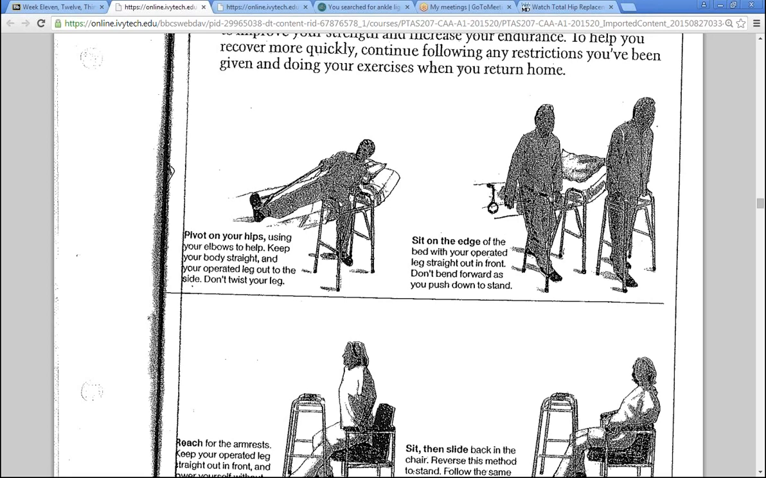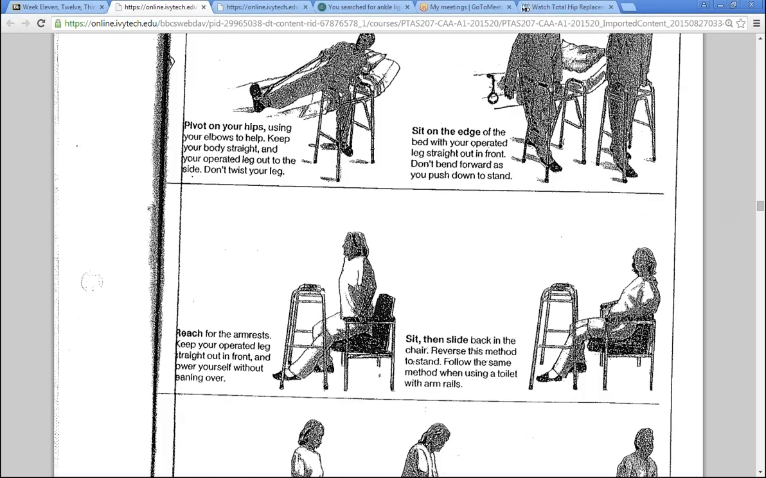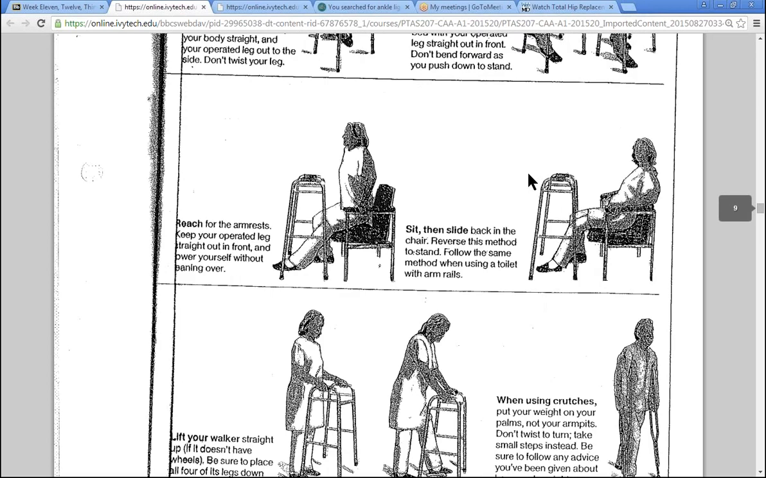Okay, and so they're showing again standing up from the bed. That surgical side is placed anteriorly, especially if it's a non-weight bearing position. But even if not, to protect the precautions for a posterior lateral approach, we're going to make sure that foot comes out so that they don't flex that knee all the way. Here again, they're giving the description of how to get in and out of the chair. Notice again that surgical side is sticking out in front more anteriorly.